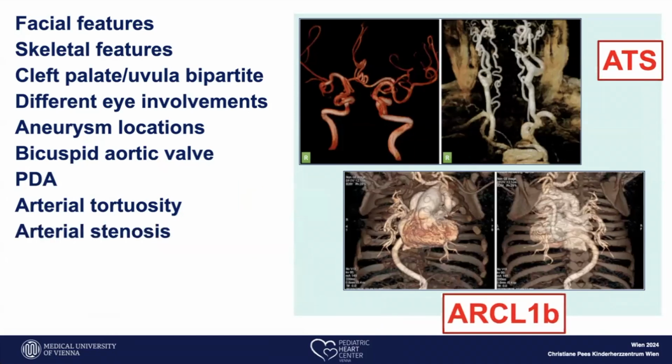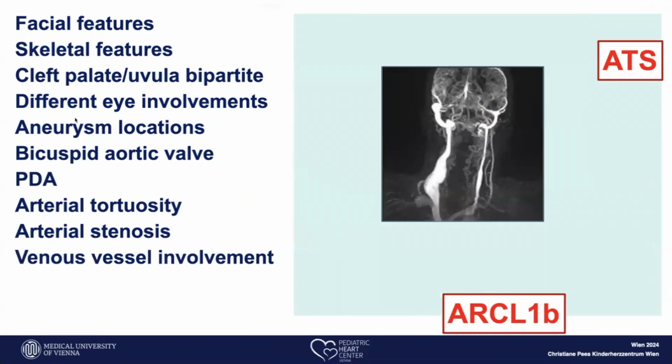And two specific diseases, the arterial tortuosity syndrome and the cutis laxa 1b, can have pulmonary artery stenosis, and in Turner syndrome, we are well aware of aortic coarctation. And in the two mentioned diseases here, we even have venous vessel involvement and from time to time even diaphragmatic hernia.